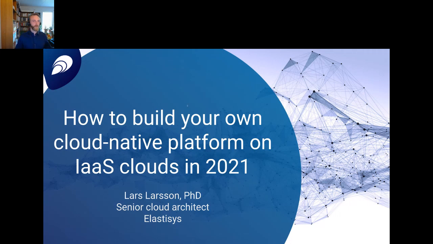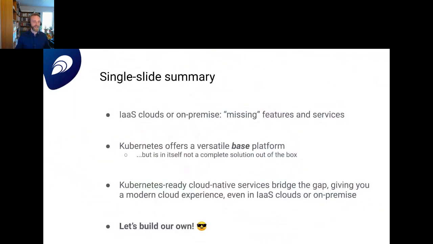Right, so why are we here? Let's start with a single slide summary so you know what you will be listening to. Infrastructure as a service clouds, as you may be aware, or on-premise. Essentially, when you deploy there as a DevOps engineer, you might feel like there are many missing features, and like there are tons of services that you would love to have but don't have access to, that you're used to from the more fully featured cloud, and it feels very annoying to be just on an infrastructure as a service cloud.